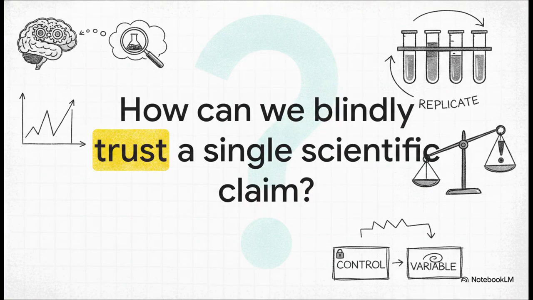Which leaves us with this final thought. If the experimental method can inadvertently change the very behavior it tries to measure, if a simple laboratory setting can make an exhausted person suddenly crush a test, how can we ever blindly trust a single scientific claim? Understanding the true anatomy of an experiment means realizing that science isn't just a list of facts. It's a continuous, relentless process of controlling hidden variables, demanding replication, and applying a really healthy dose of skepticism.